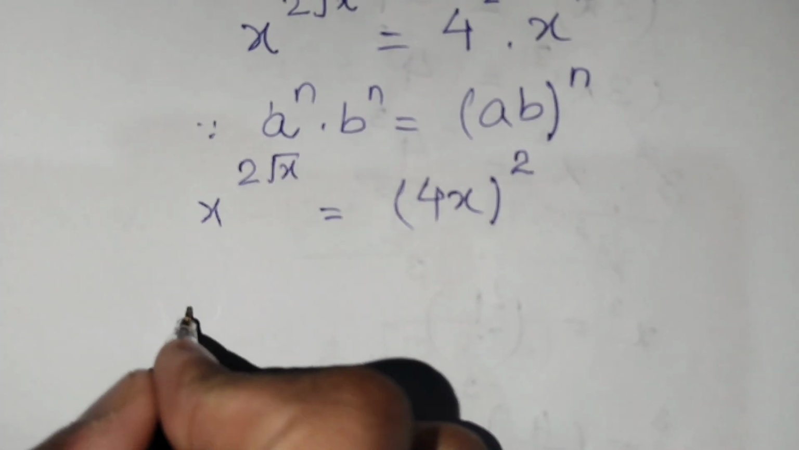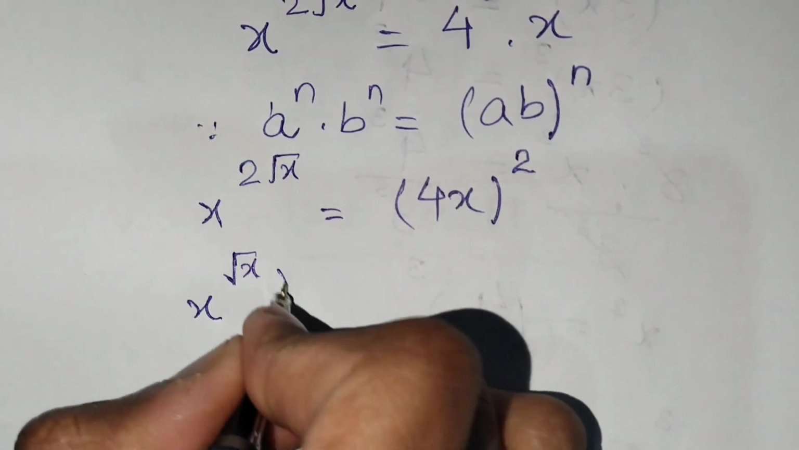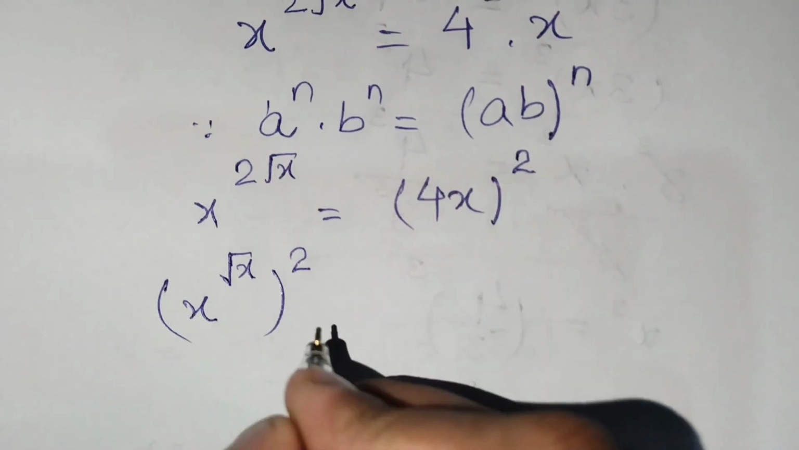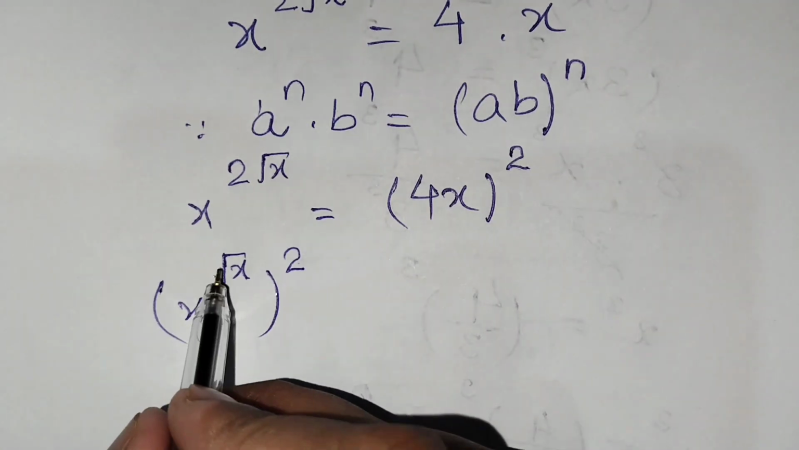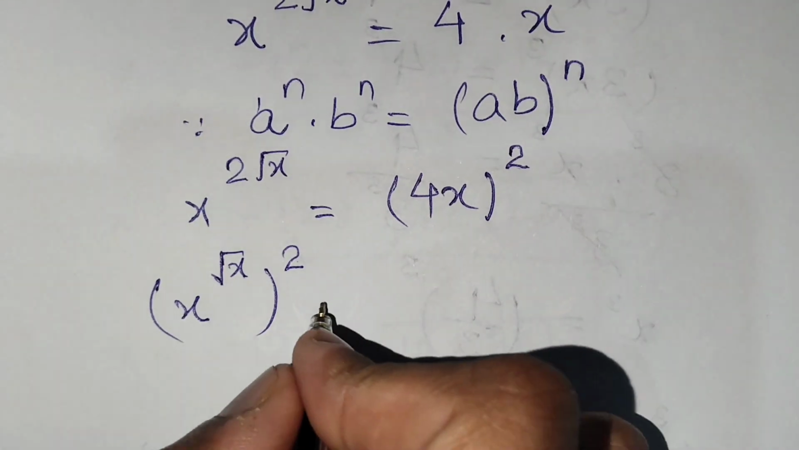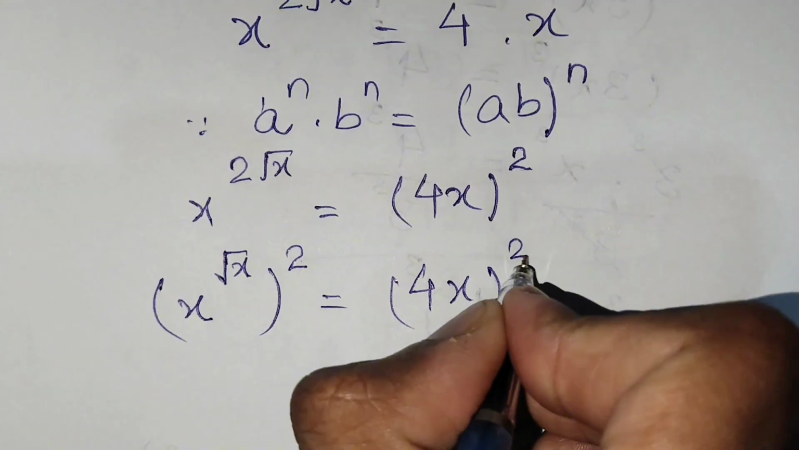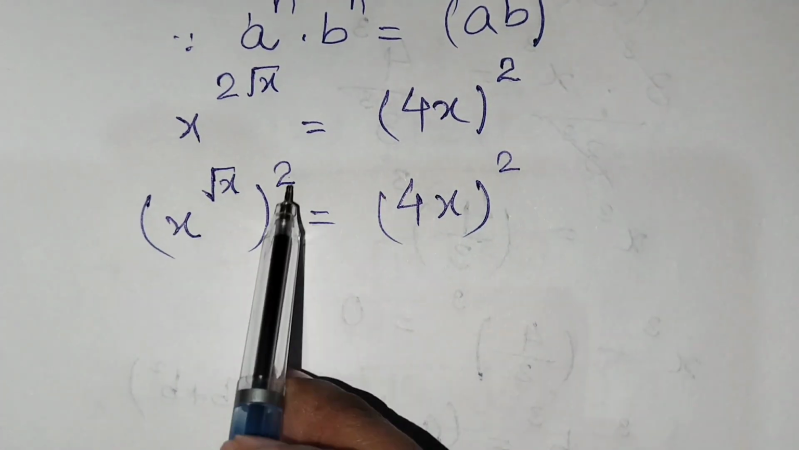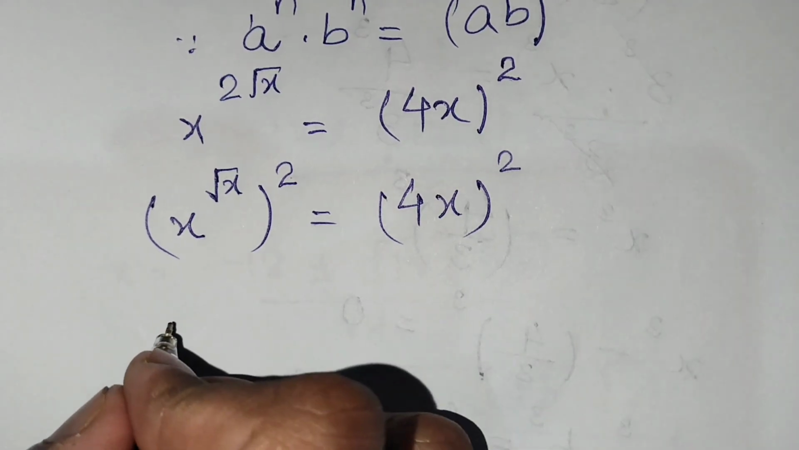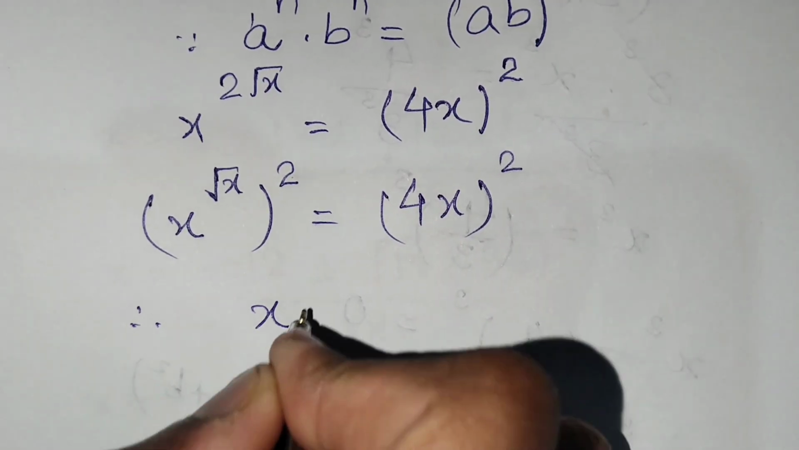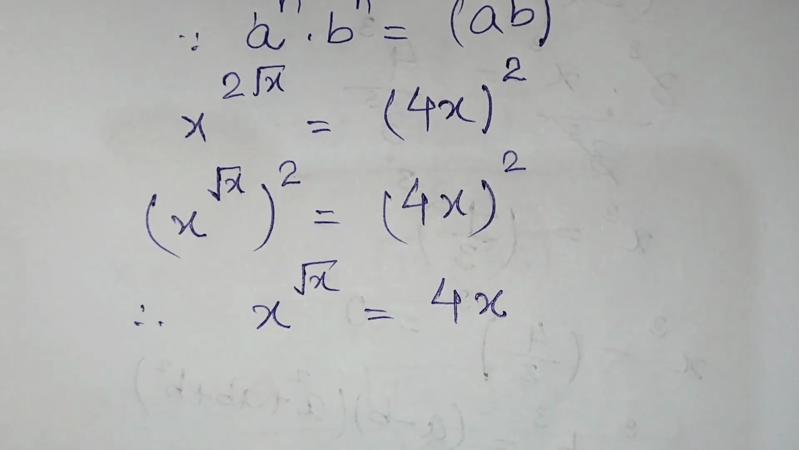We can write this as x raised to the power square root of x whole power 2, because powers will multiply, so it will be 2 times square root of x, as it is equal to 4x whole power 2. As the exponents are the same, the bases will also be equal, so we will get x raised to the power square root of x is equal to 4x.